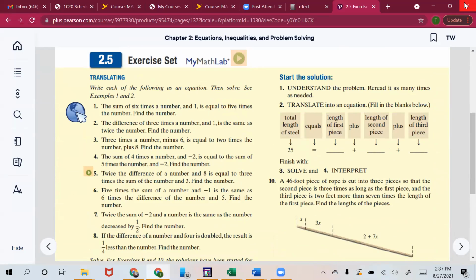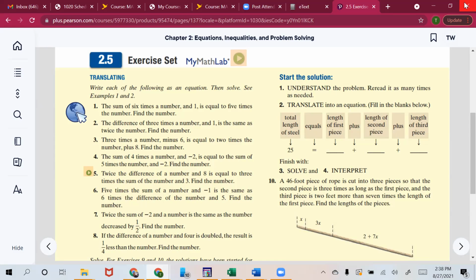The first one that we are going to do is number 2. The difference of 3 times the number and 1 is the same as twice the number, and we are asked to find the number. This is definitely one that I'm going to pull up on my whiteboard, and I am going to have to pull up the book just so I can keep rereading the problem to you as well.